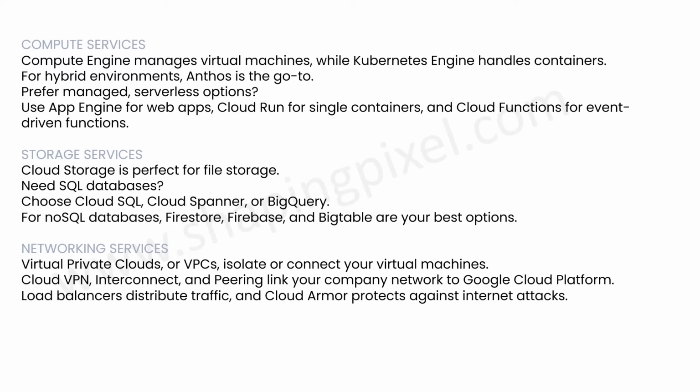For storage, Google Cloud has you covered. Cloud Storage is perfect for file storage. Need SQL databases? Choose Cloud SQL, Cloud Spanner, or BigQuery. For NoSQL databases, Firestore, Firebase, and Bigtable are the best options. Networking is crucial, so virtual private clouds or VPCs isolate or connect your virtual machines. Cloud VPN, Interconnect, and peering link your company network to Google Cloud Platform. Load balancers distribute traffic, and Cloud Armor protects against internet attacks.